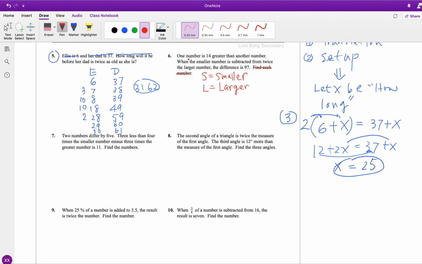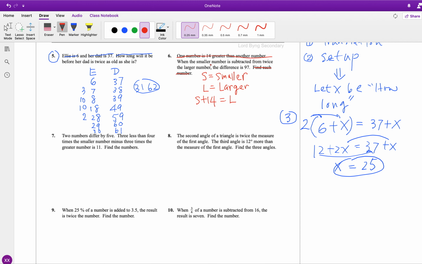Now next, one number is 14 greater than another number. So that means X, the smaller number, add on to 14, that will give me my large number. So then this sentence, finish translation, cross it out.